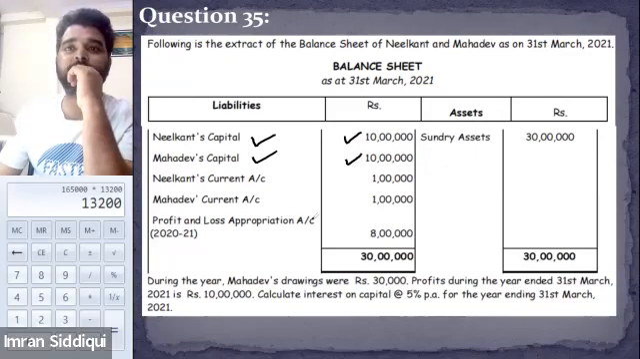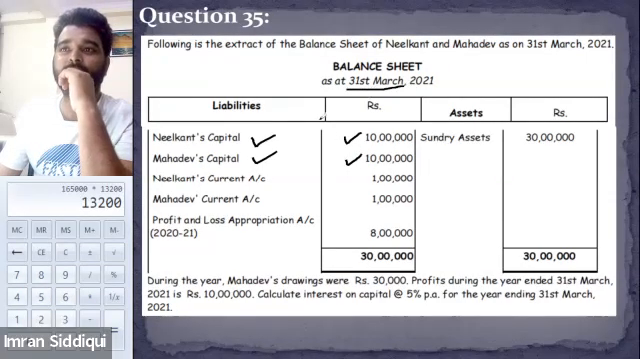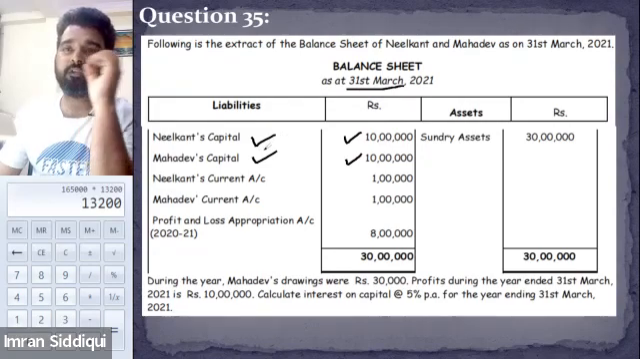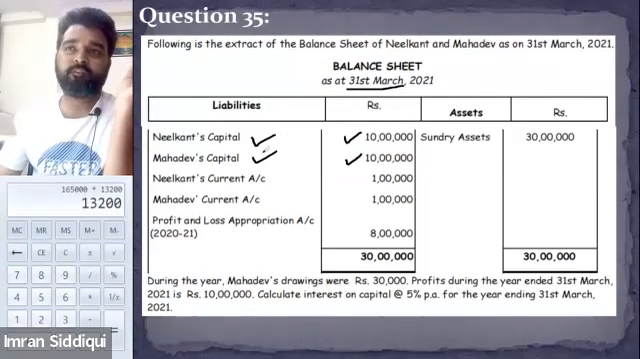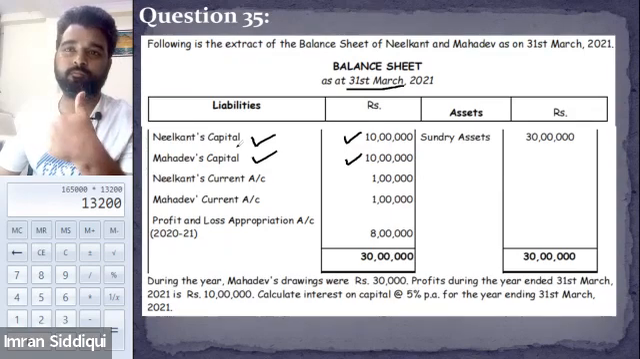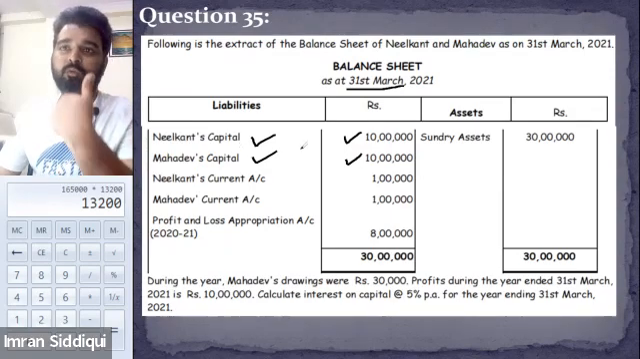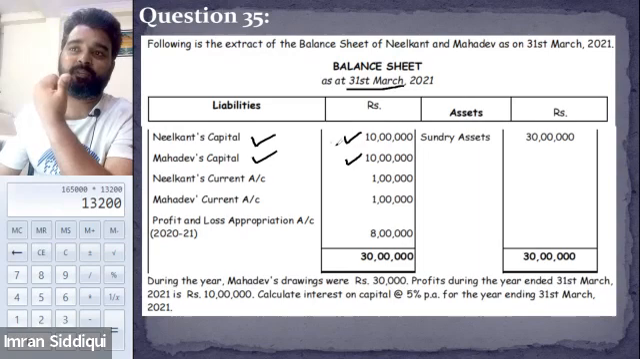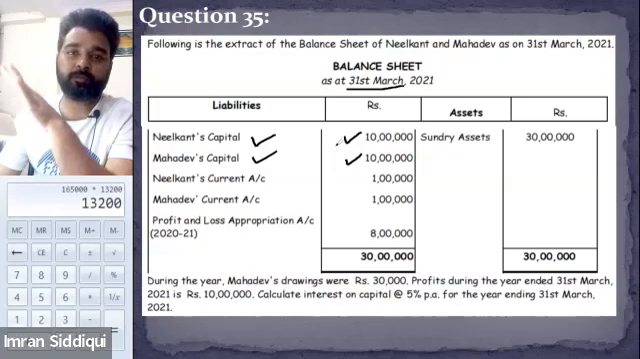Closing capital. Whenever balances are given in the balance sheet, that means this is the closing balance. Listen to me very carefully. Whenever there are two types of account, current account and capital account, we need to find out interest on the capital account balance. And whatever the closing capital is given in the question, the opening capital will also be the same. That means we don't have to find out the opening capital this time.